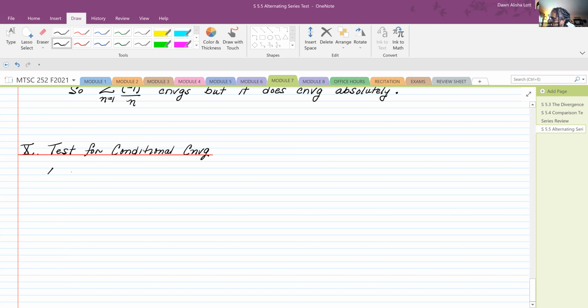A series that is convergent but is not absolutely convergent is conditionally convergent.